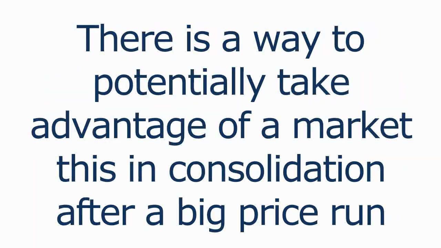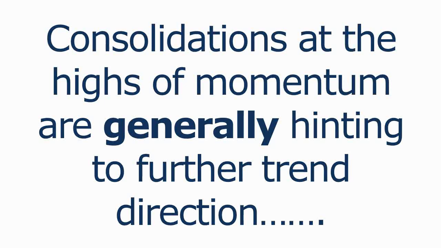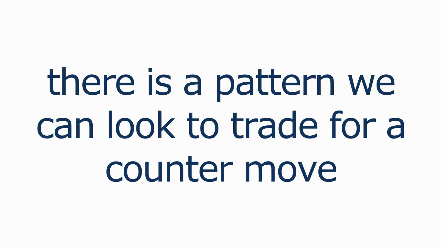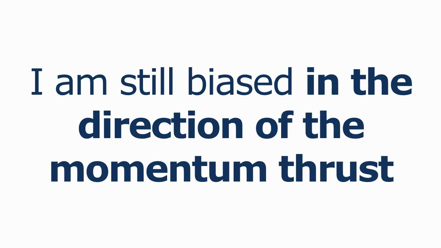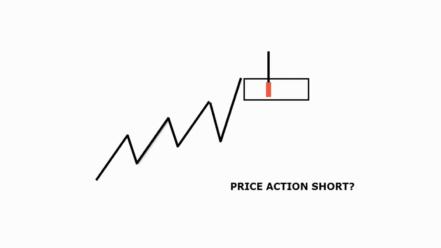Now, there is a way to potentially take advantage of a market that's in consolidation after a big price run. Although consolidations at the highs of momentum are generally hinting to further trend direction, there is a pattern that we can look for to trade in a counter trend move. When a market moves with momentum and consolidates, I am still biased in the direction of the momentum thrust. But if during the consolidation, I see price test the extreme highs and fail, I consider a position for a breakdown from consolidation in the opposite direction of the thrust.